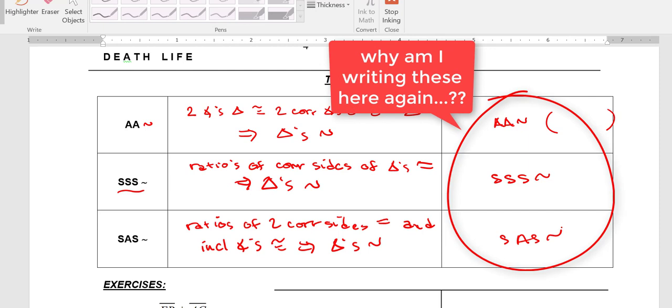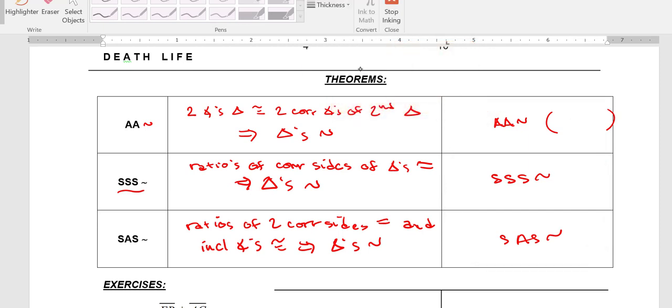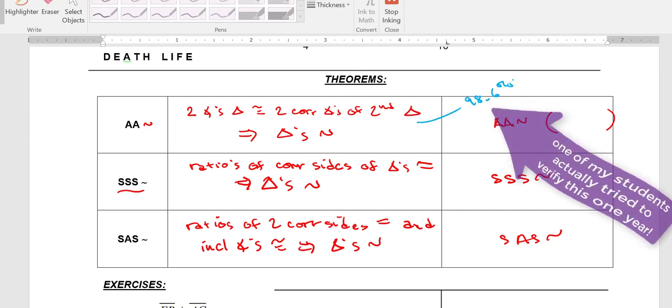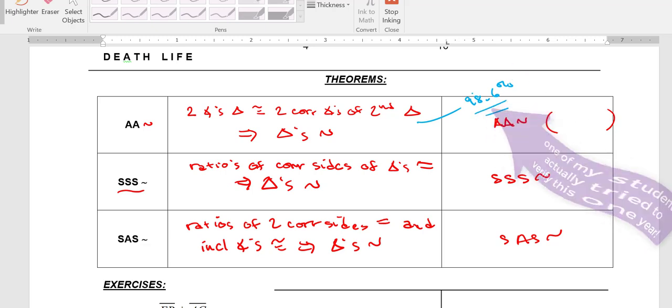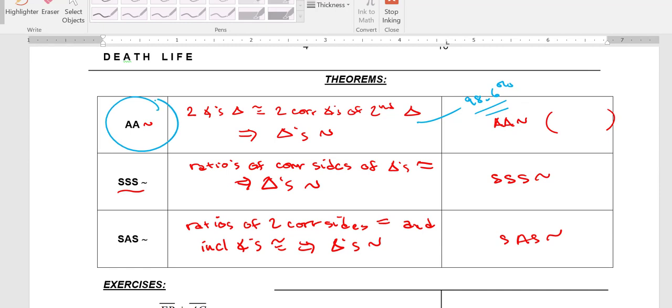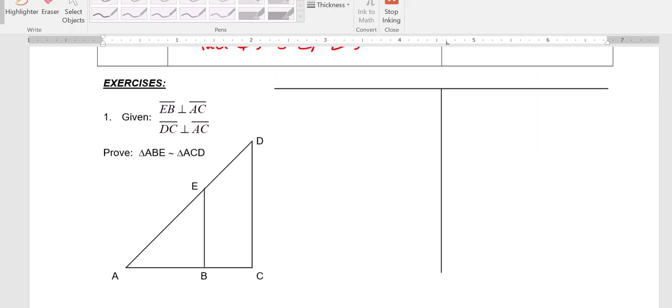Okay, I will say that most of the time, like 98.6% of the time, I'm totally making that up, but most of the time, it's going to be this one. It's going to be AA similarity. Okay, so let's take a look at our first proof down here.